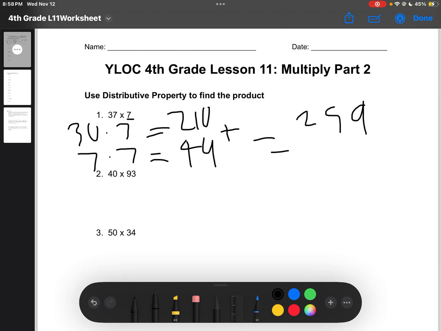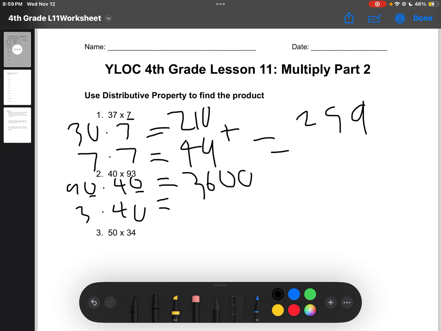Alright, next, we have 40 times 93, and how do we break this up? We need to break it up into 90 and 3 times 40. Alright, 9 times 4 is 36, and since there are 2 zeros, we'll add 2 zeros at the end. So you have 3,600. And 3 times 40 will be 120, and if you add these, you'll get 3,720.